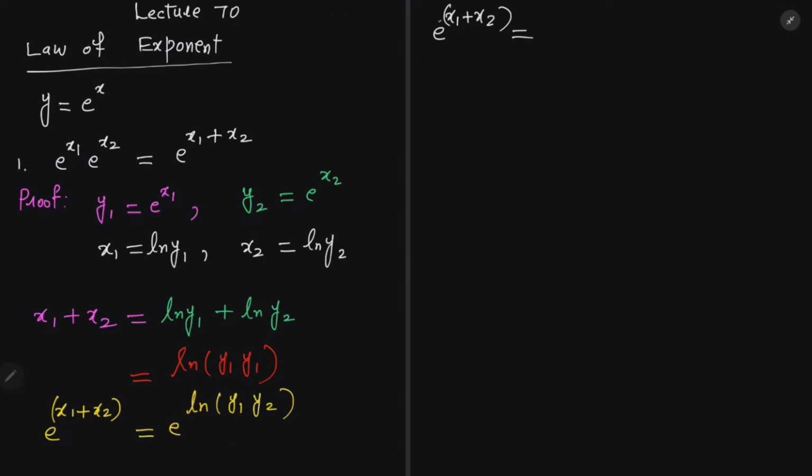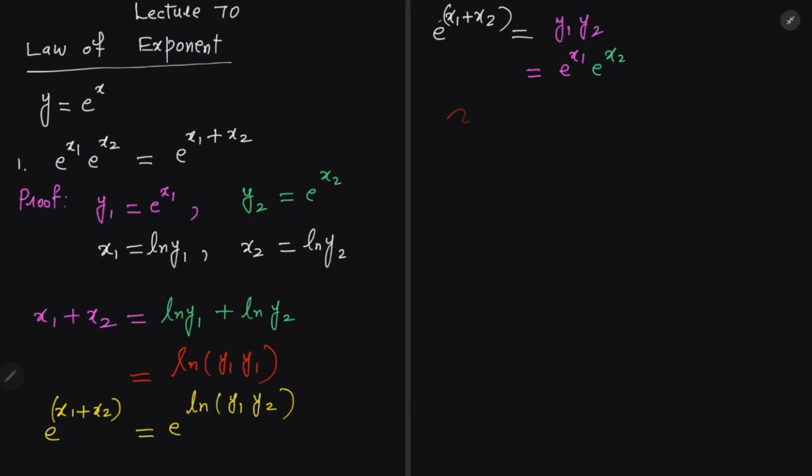and on the right hand side, the exponential and natural log cancel out, so we get y1 y2, and y1 is e raised to power x1 and y2 is e raised to power x2. So that's how we prove the first law in exponential, the power of exponential function.